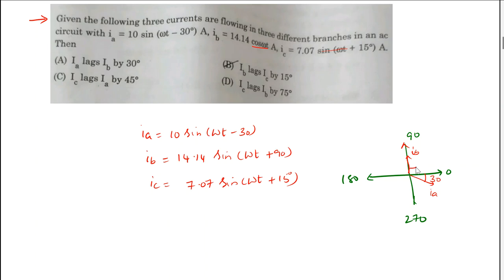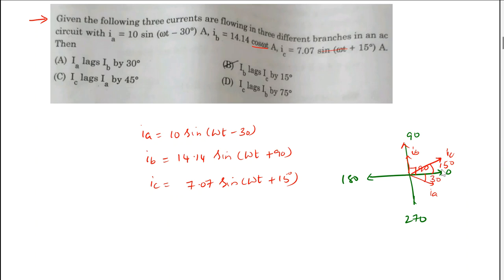Okay, the angle between these two will be 90. Next, what about the IC? IC is just here, 15 degrees here. Somewhere else here is IC equal to some IC value, right? Let me erase this one, IC here. Now this angle will be 15 degrees here.